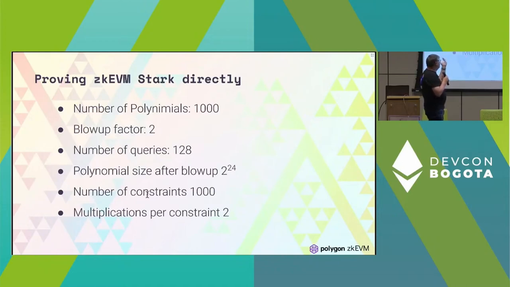And of course, we have constraints. Let's assume that the number of constraints is more or less the same as the number of polynomials. And in each constraint, we have like 2 multiplications. Of course, these numbers depend on the circuit and what you're doing and so on, but this would be a good example of a zkVM-like circuit. So it's a big circuit.